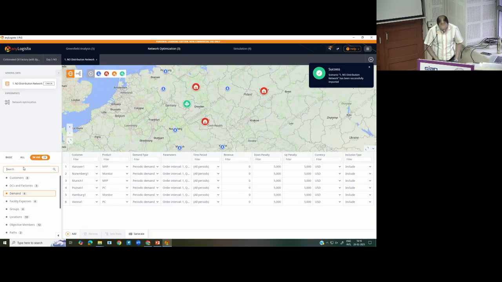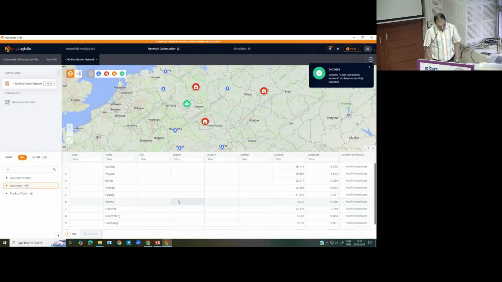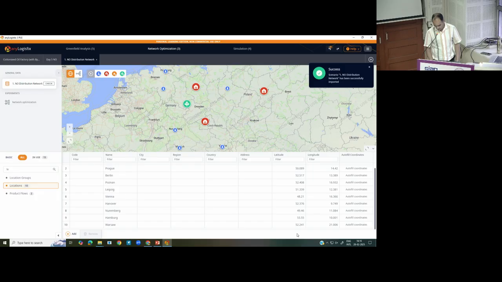So you wanted the coordinates of the third DC. So these are the coordinates. Warsaw: latitude is 52.24 and longitude is 21.006. These are the coordinates of your third DC located in Poland, Warsaw.